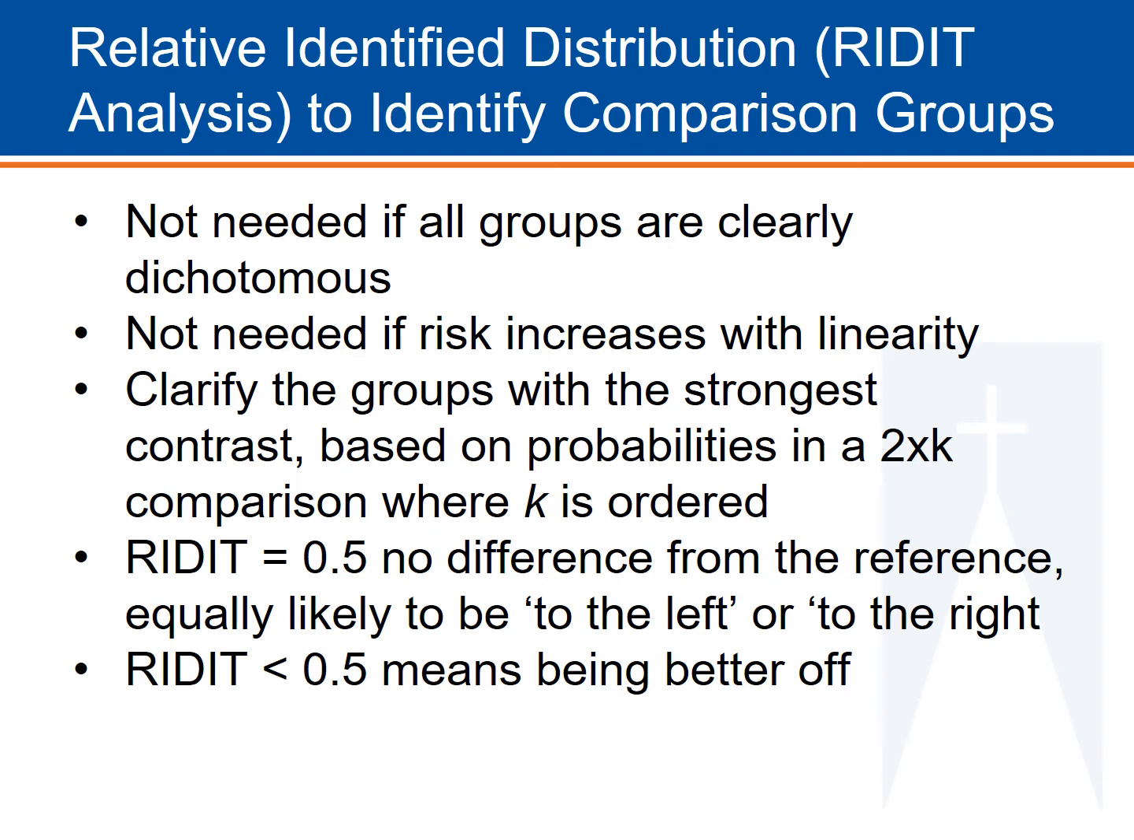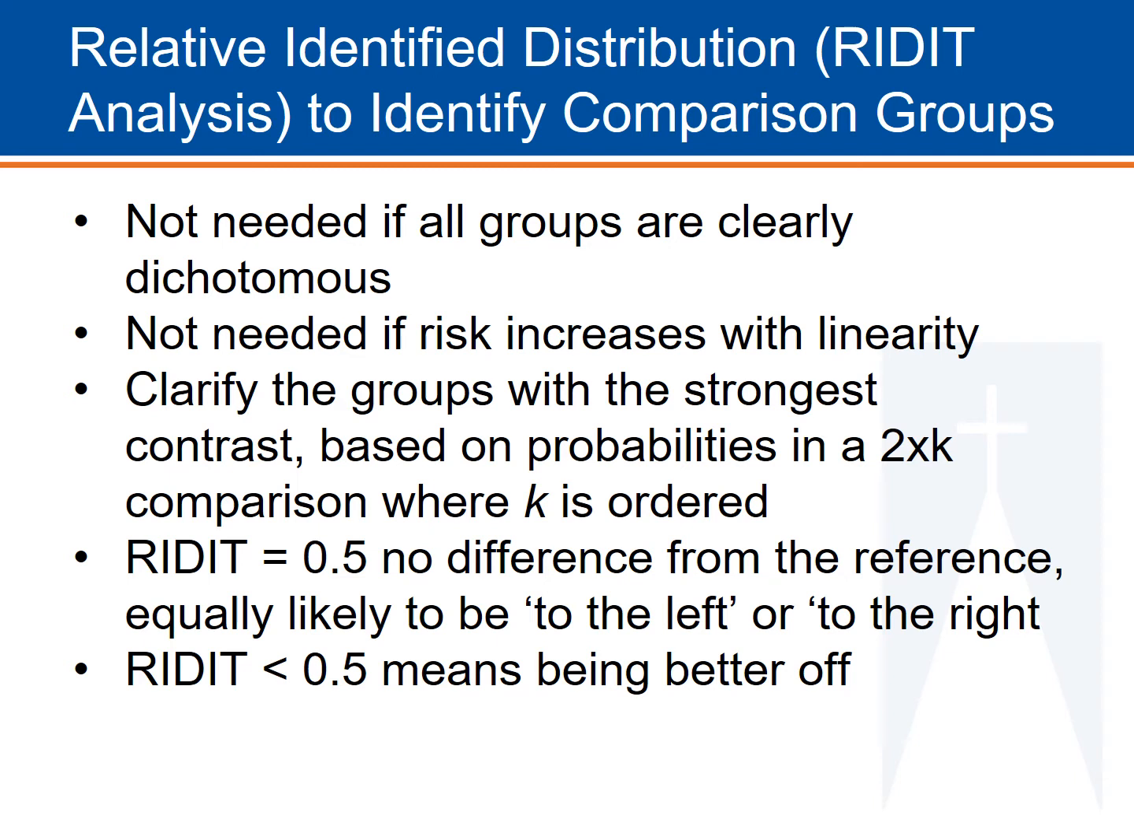First of all, RIDIT is not needed if all the groups are clearly dichotomous. So this is why we're using dichotomous variables in your logistic analysis. Also, it's not needed if risk clearly increases in a linear fashion. So if you have increasing risk by levels of income, you don't need RIDIT.